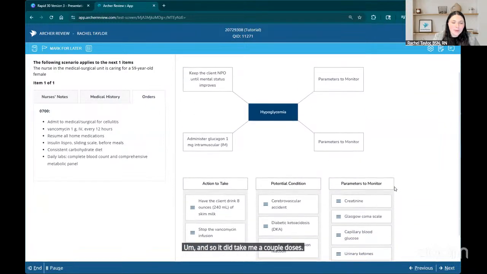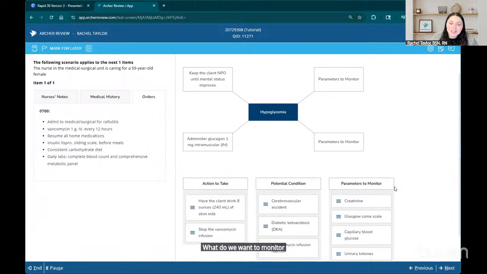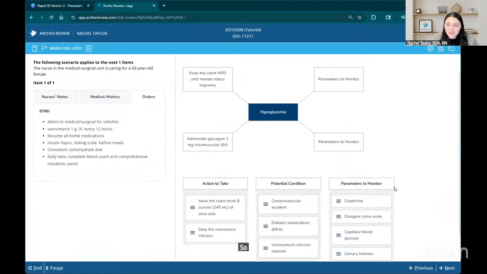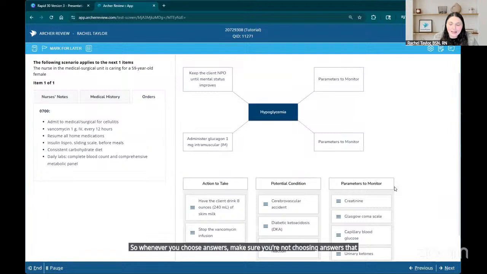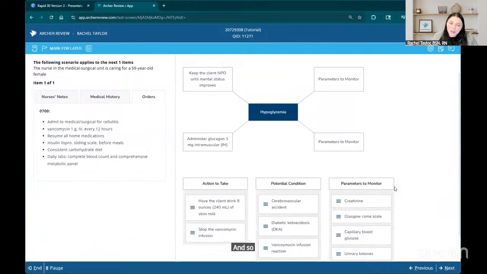Now, what parameters would you want to monitor here? What are the parameters that you're like, hey, what do we want to monitor? Now, someone said, why aren't we giving them the skim milk? Well, we put them NPO. So whenever you choose answers, make sure you're not choosing answers that contraindicate each other, right? They can't be NPO and get skim milk. And so because of that, it wouldn't make sense to do those, but great question, because this is a strategy.